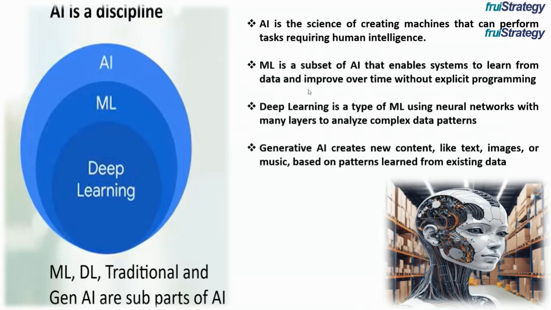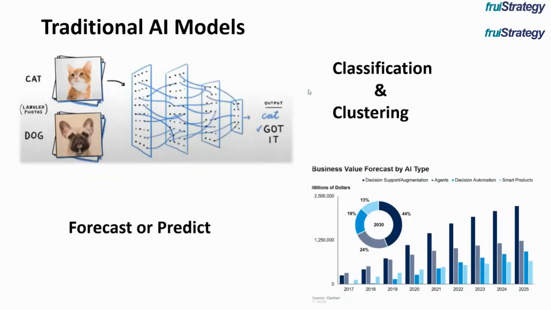In traditional AI, in deep learning, you'll be working with pre-existing data. That's where classification and clustering are the major activities that you'll be doing, providing certain existing data and then forecasting and generating predictions based on the data that you provided. That is where traditional AI fits in.